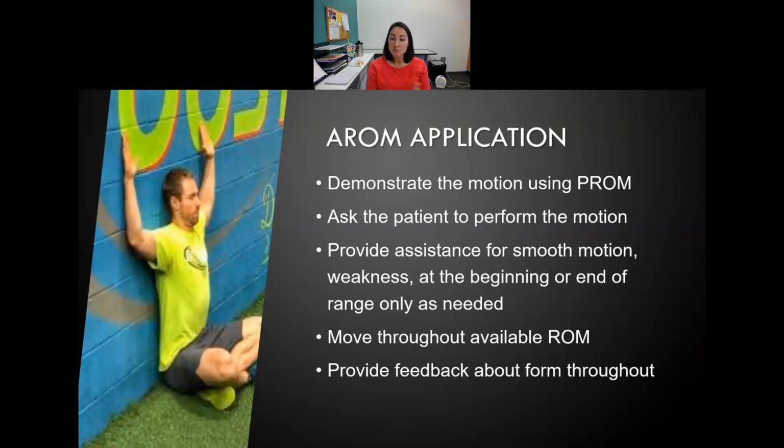Let's say that you gain some motion throughout a treatment session. If they use that motion and they continue to move through that full range of motion, then the next time they come, most likely you'll be able to start where you left off the treatment before. If they do not, then you may be starting all over every session. It's going to be really hard to gain range of motion.